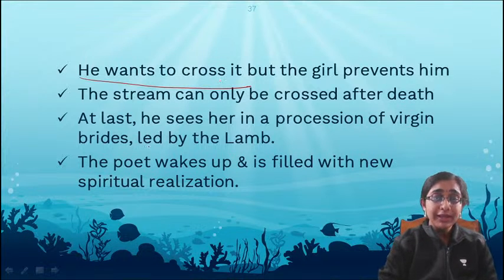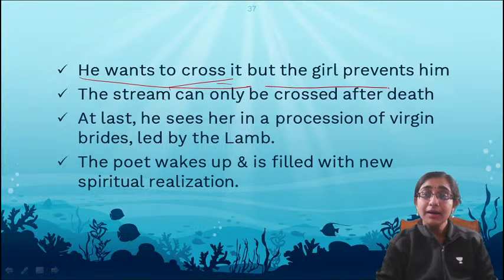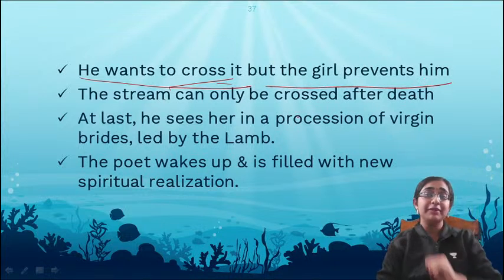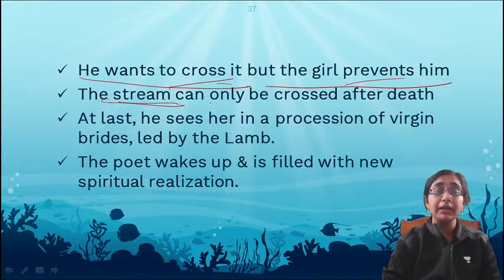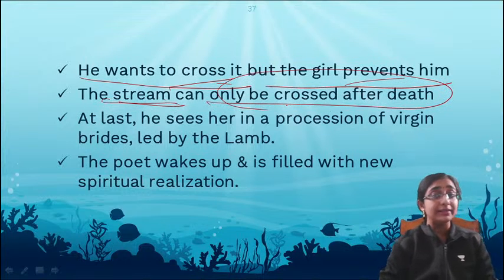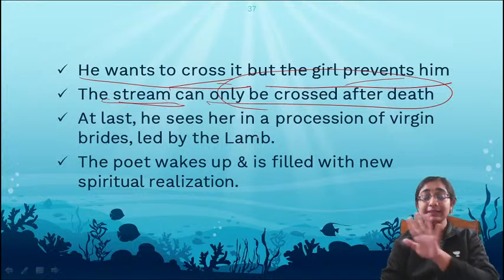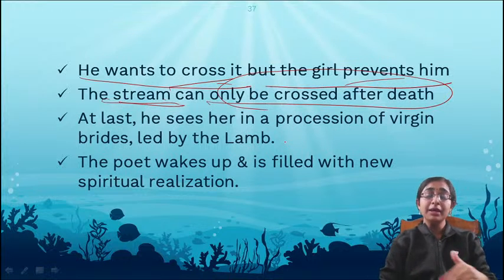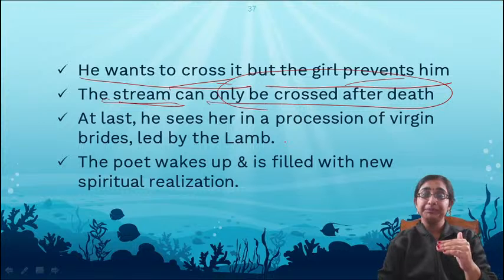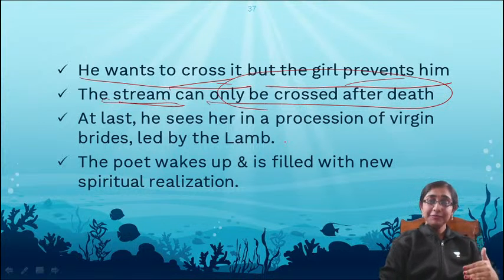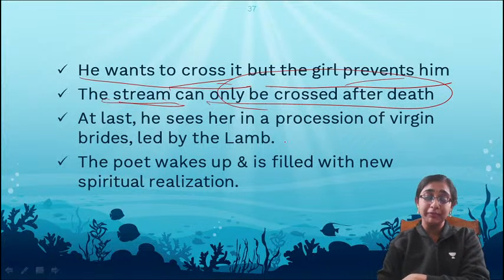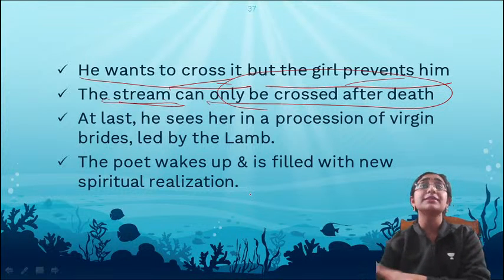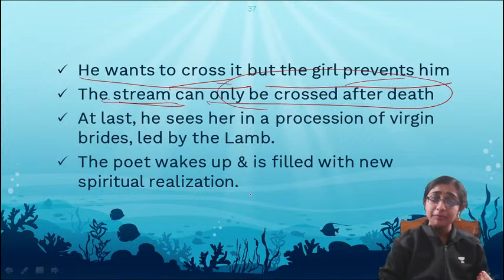But when he wants to cross it, the girl prevents him. The daughter says, don't cross it. Why? Because the stream can only be crossed after death. So the river is kind of a boundary line between life and death. So this side of the river is life, the other side is death. So the girl says that no, father, you are still alive, you can't cross the stream because the stream can only be crossed after death. So don't try to come near me.